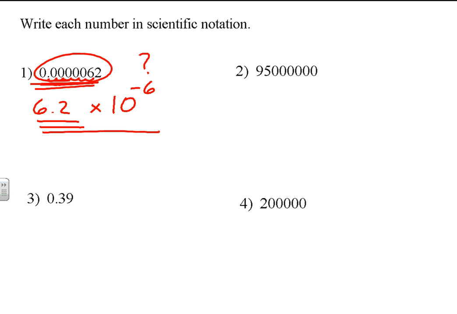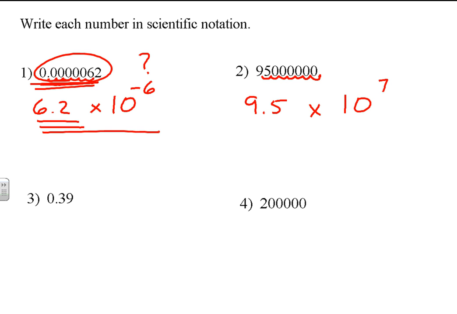So number 2. There is no decimal. Well, of course there is. The decimal's over here to the right of the last zero. I need one non-zero digit to the left of the decimal. 1, 2, 3, 4, 5, 6, 7. So that becomes 9.5 times 10 to either the seventh or the negative seventh.